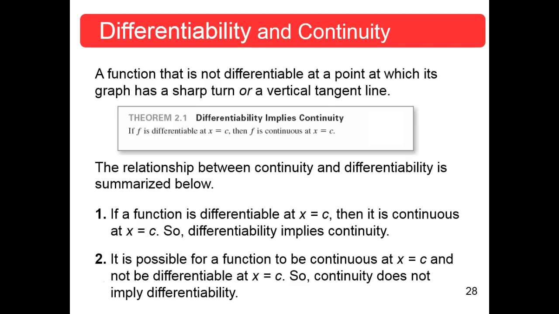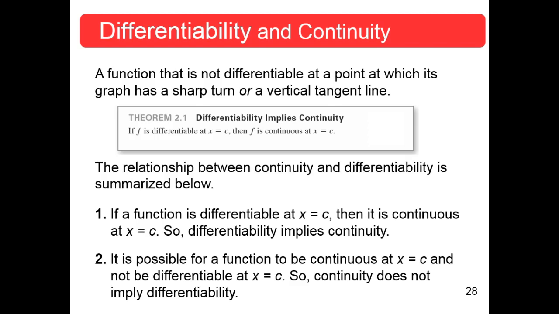So differentiability implies continuity. If it's differentiable, it's got to be continuous. However, it's not always differentiable just because it's continuous. It's a one-sided indicator here. Differentiable implies continuity. Continuity does not always imply differentiability. The relationships between continuity and differentiability summarized below. If the function is differentiable at x equals c, it's got to be continuous at x equals c. No way it could be discontinuous or undefined there.